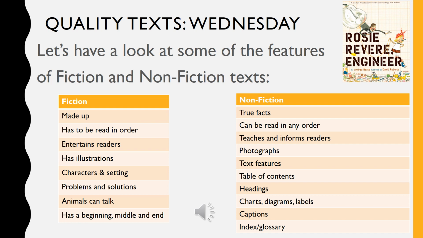From looking at these features, do you think Rosie Revere Engineer is a fiction or a non-fiction text? Does it have true facts or is it made up? Does it inform you about things? Does it teach you about things? Or is it there to entertain you? Does it have actual photographs or does it have illustrations? What kind of a text do you think Rosie Revere Engineer is?